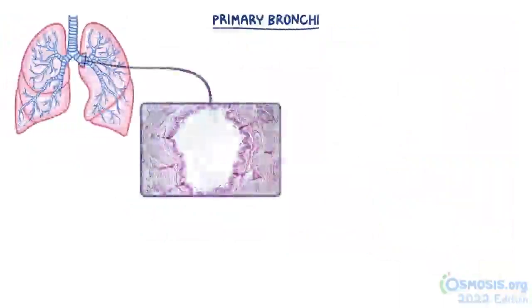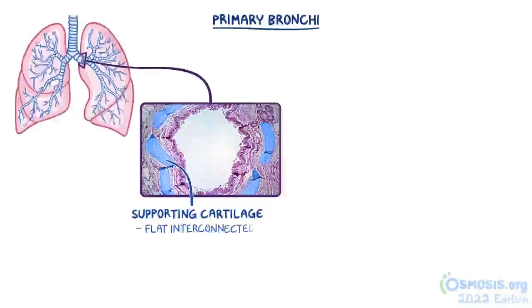Alright, let's move on to the primary bronchi. From this low-power image, we can see that the bronchial wall has a few structures that are very similar to the trachea, although the supporting cartilage is now made of flat interconnected plates that surround the lumen on all sides with occasional gaps, as you can see on the right side of this image. The classic C-shaped cartilage rings of the trachea are no longer present in the bronchi.